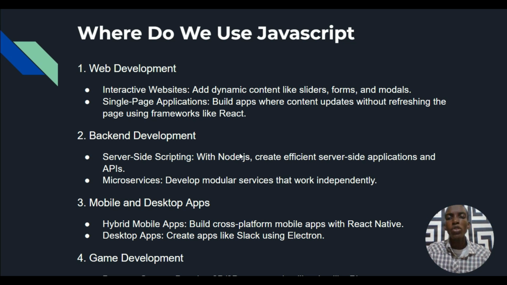So let's see, what do we use JavaScript for? We use JavaScript in everyday life currently. One of the places we use it the most is web development. We use JavaScript to create interactive websites by adding dynamic content like slides, forms, and modals. We also use JavaScript to build single page applications such as React, Vue, Angular. These are applications where you don't need to reload before the content of the page changes.